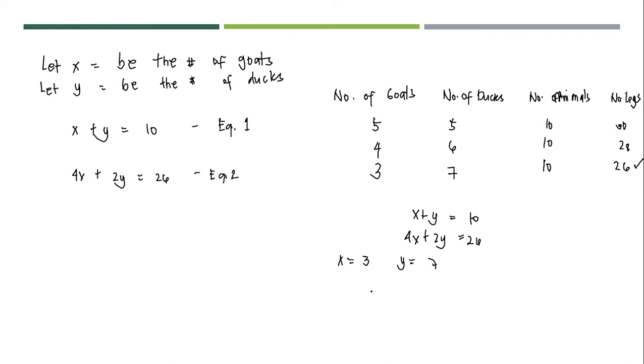So we have x plus y is equal to 10. Let's just substitute it. 3 plus 7 is equal to 10. 3 plus 7, that is 10, is equal to 10. Then that is correct for the first equation.